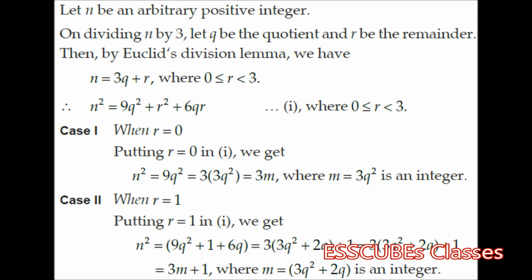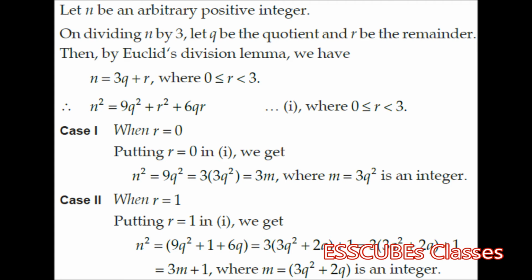When r is 0, what do we have? We have n square is equal to 9q square, which can again be represented in terms of 3 into 3q square. Why do I do it, 3 into 3q square? The reason is the question asked me to find the answer in terms of 3m. So over here, what I do, I represent 3q square as m, right?